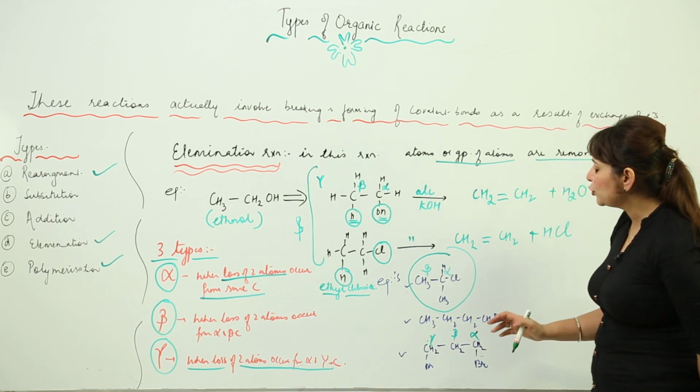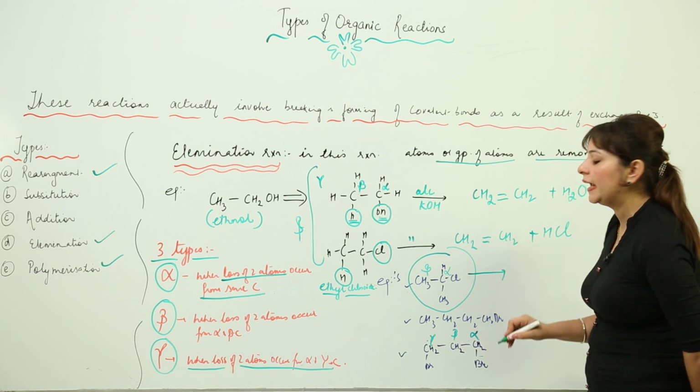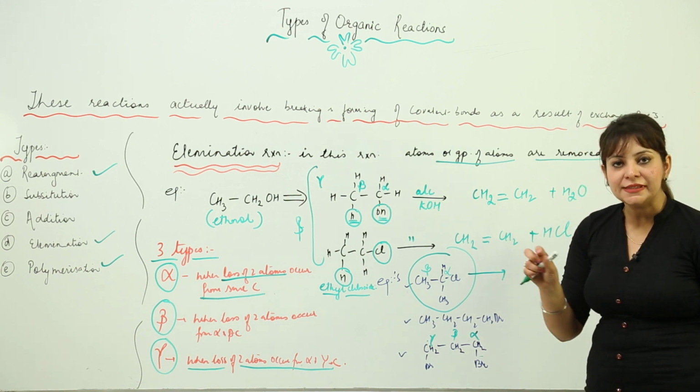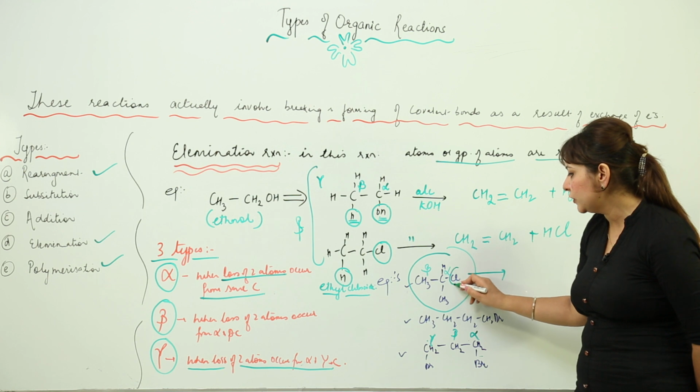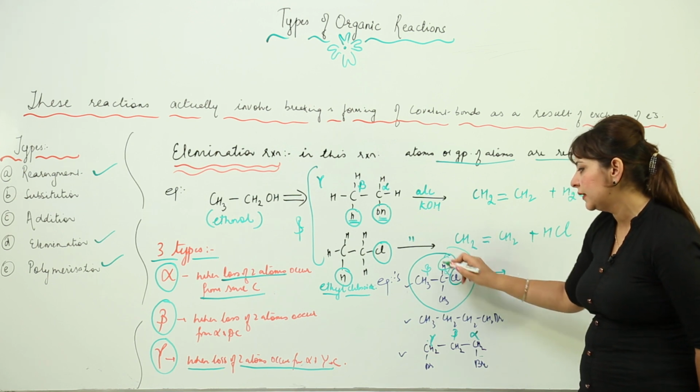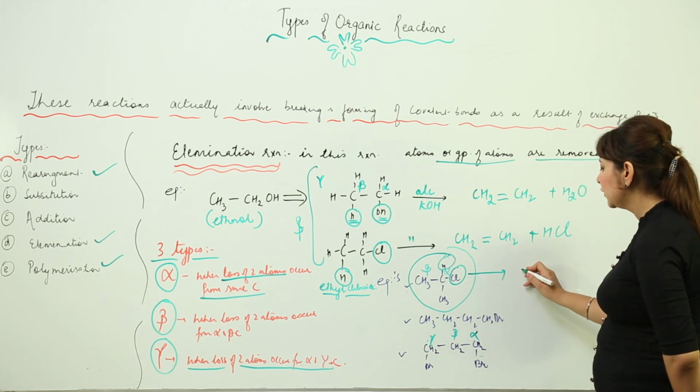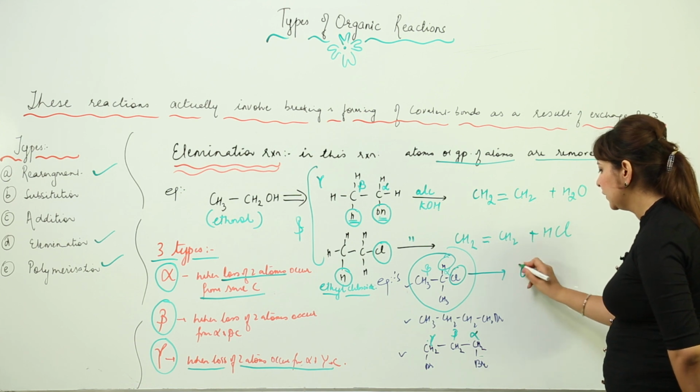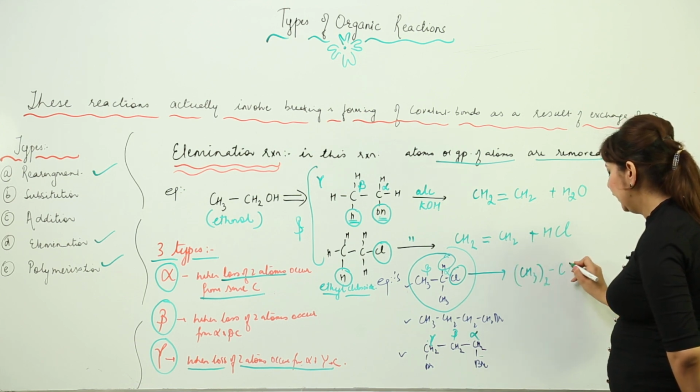But if I want to show a kind of alpha elimination through it, that means I need to remove two atoms from the same carbon atom. So suppose I will remove this Cl and I will remove this H. When I remove that, we will get something like that.